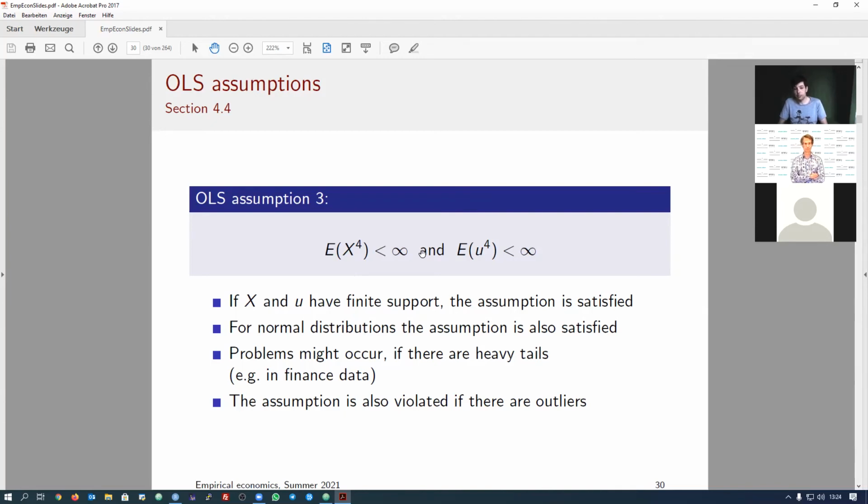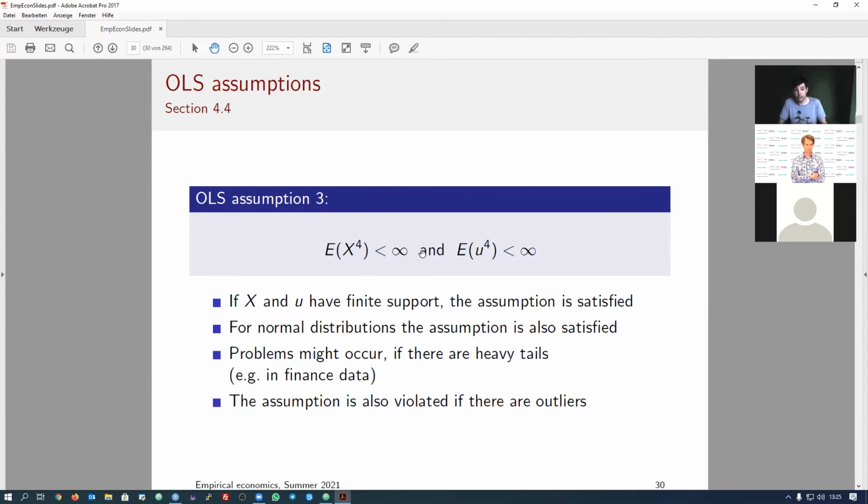In general, this assumption is also violated if we have large outliers. So in general, this assumption just states we don't want to have large outliers in our data set because large outliers heavily distort the results that we see from our regressions.